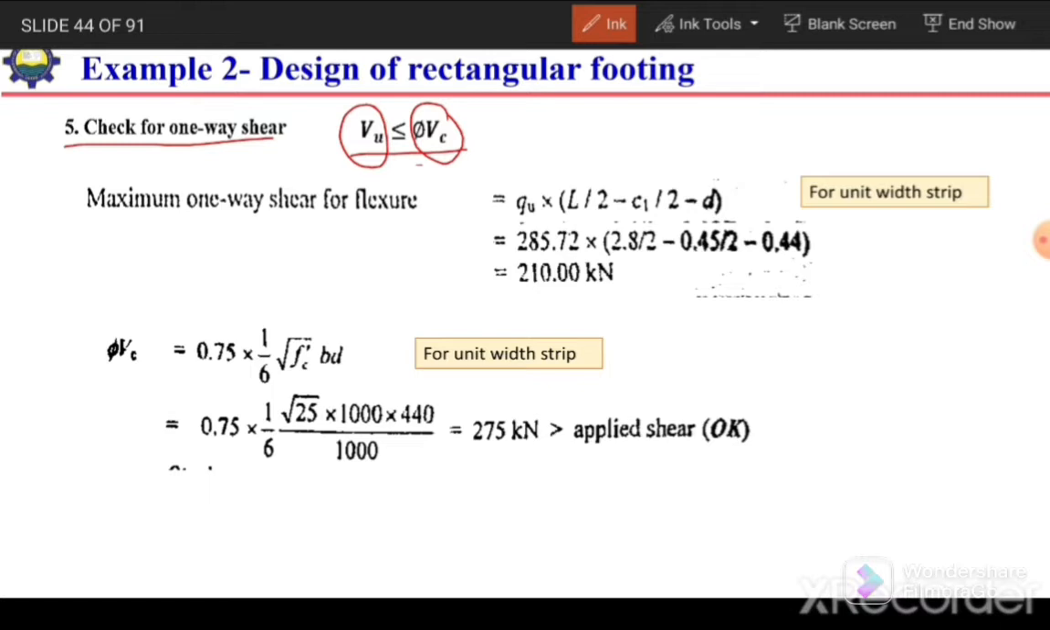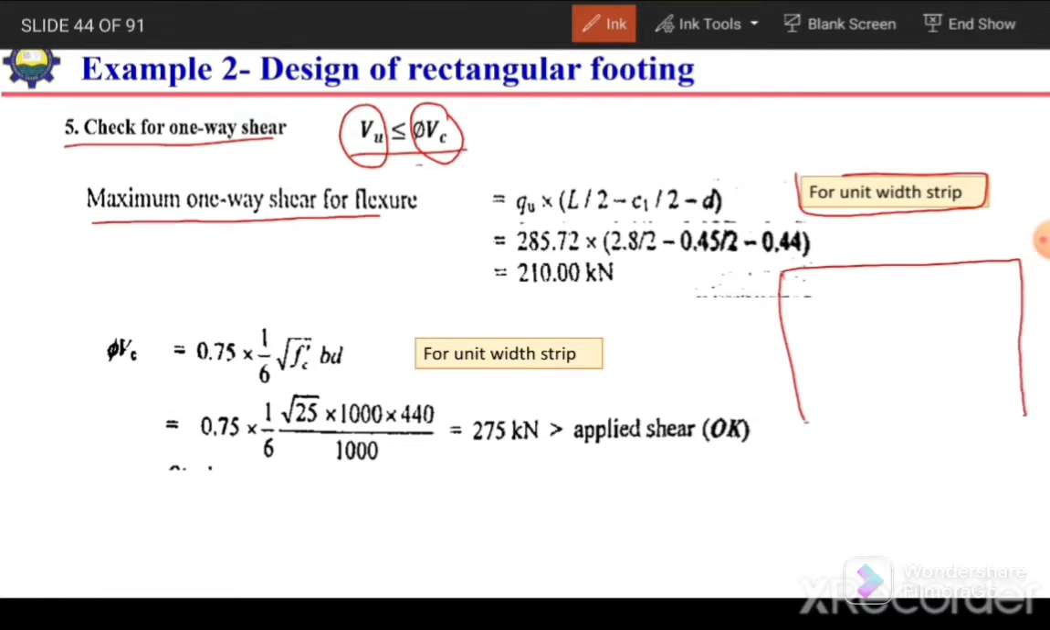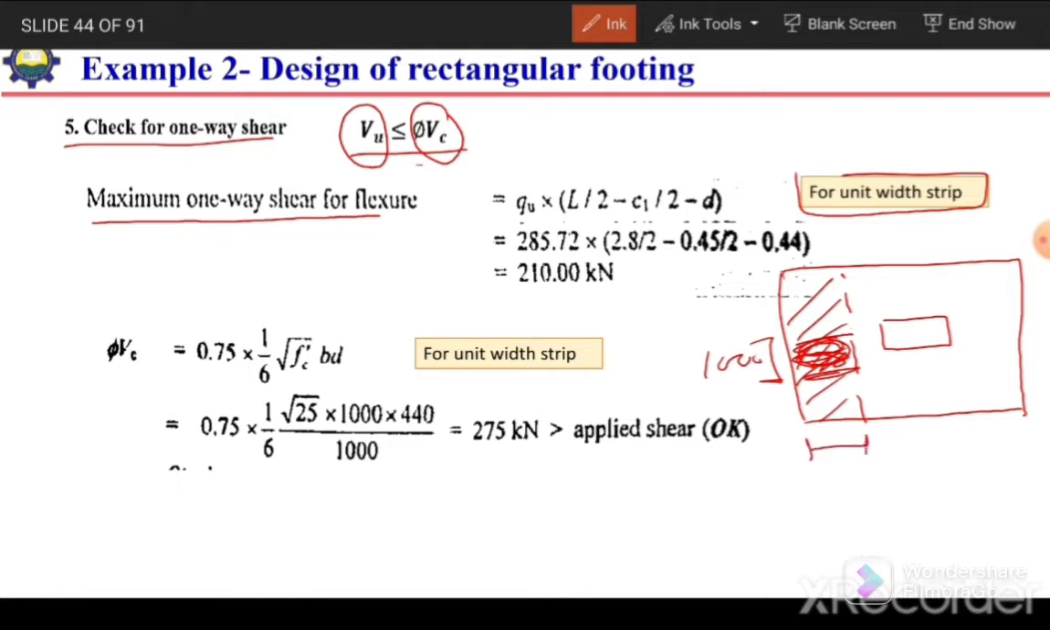So we can calculate the VU value, the maximum applied one-way shear for flexure. We will calculate it for unit width. For that, again, we need to look at the section. Here, if we have this column, the critical section will be at a distance D from the face of the column. So here we can select a unit width having width 1000 millimeter or 1 meter, and then we need this much length, the span of the cantilever portion beyond this critical section.